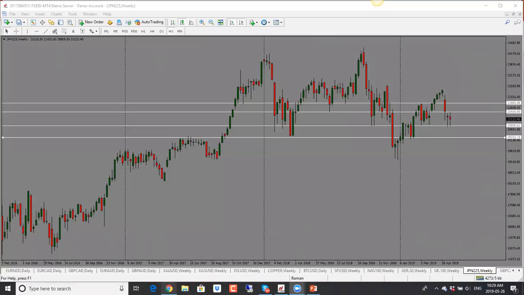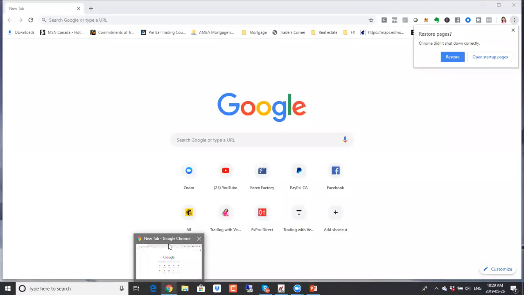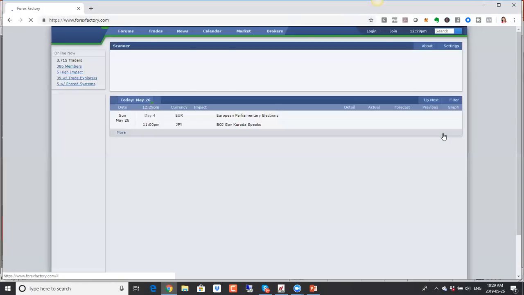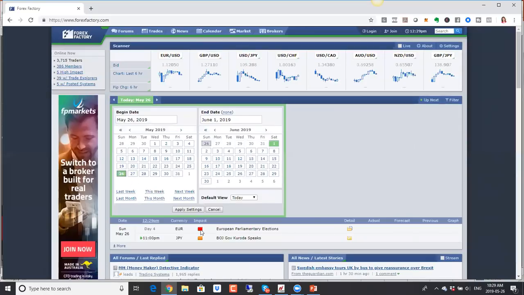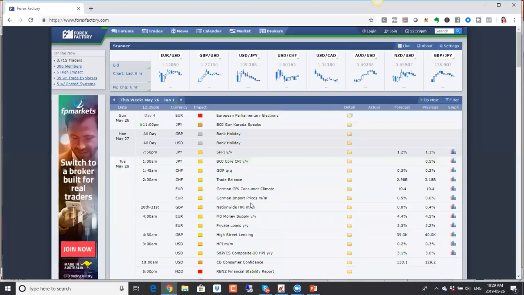All right, so let's go on to our Forex Factory here because we skipped doing our fundamentals. So we have parliamentary elections in Europe. So watch out for a gap today in euro. So that's just something to be careful about. Okay, on Monday here, there's a bank holiday in the US as well as in UK. So low volume in trading.